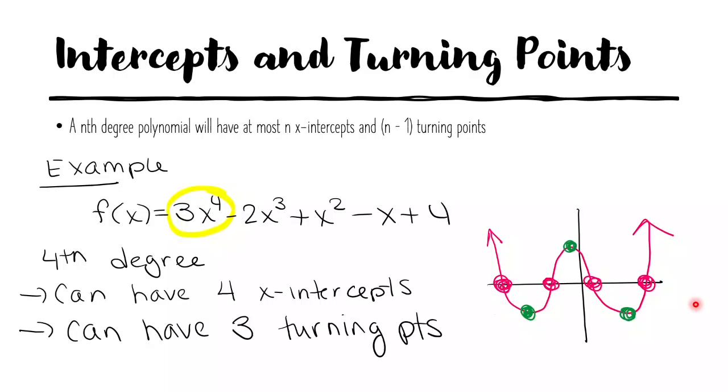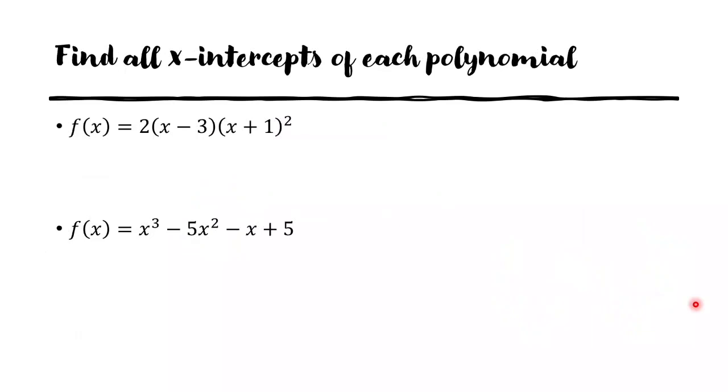But how do we actually find those x-intercepts? The strategy that we're going to use in this section is to set the polynomial equal to 0. That's how we always find x-intercepts. And then try to solve. And factoring is a great strategy that we can use to solve polynomial equations.